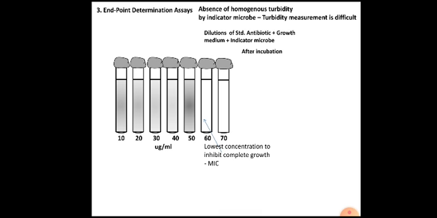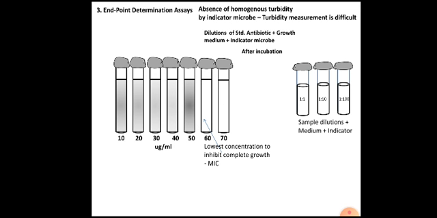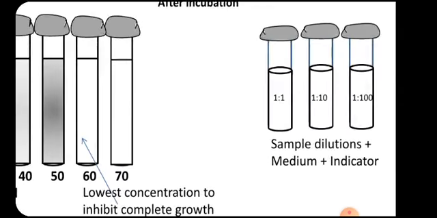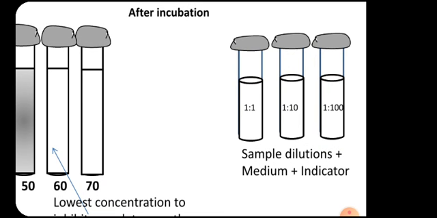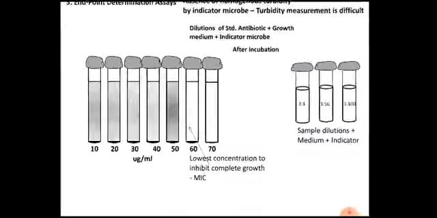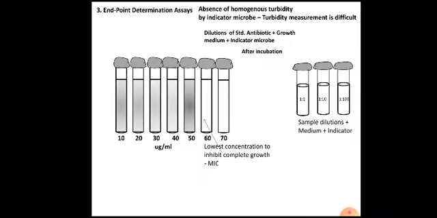Now you have the sample. This sample is a fermentation broth in which that antibiotic is present. So that sample has to be diluted and added to the growth medium plus the indicator organism. Here it is shown that 3 dilutions are prepared of the unknown fermentation broth: 1:1, 1:10, 10 times diluted, and 1:100, 100 times diluted. Then these 3 tubes are processed just like the standard set.